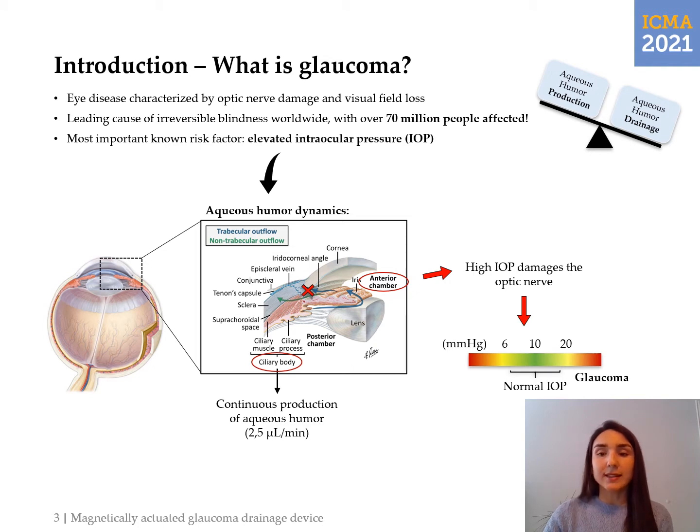Just for you to have an idea, in a normal, healthy eye, the intraocular pressure ranges between values of 7 millimeters of mercury and 14 millimeters of mercury. However, in a glaucomatous eye, usually the pressure is measured above 20 millimeters of mercury, which is way above the healthy values, and this can severely damage the optic nerve.